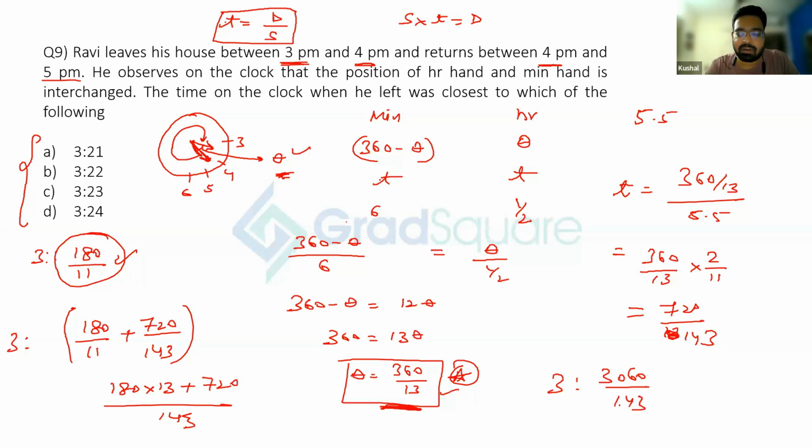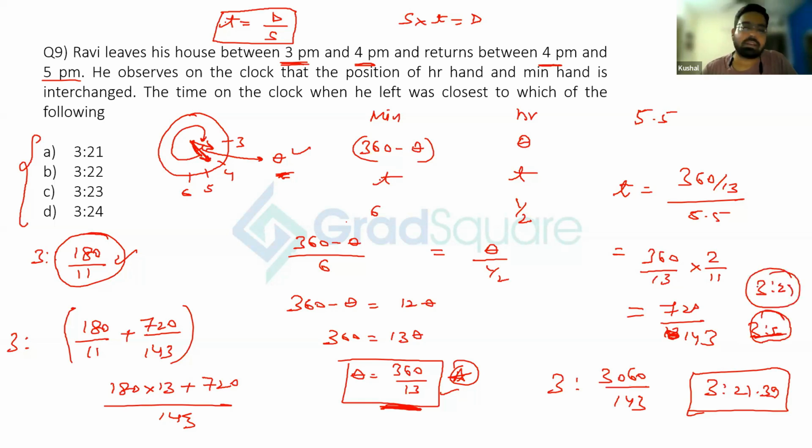So if you divide it by 143, it is going to give you 21.39. So 3 hours 21.39 minutes is what you are looking at. So it is closer to 3:21. Option A should be the correct answer.